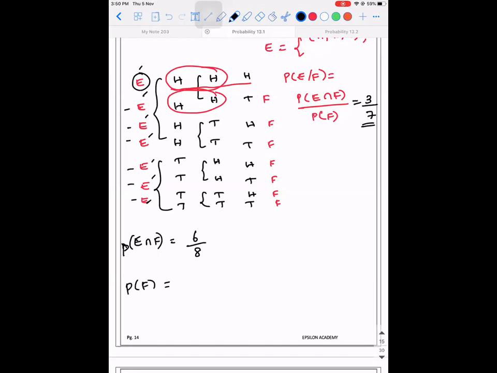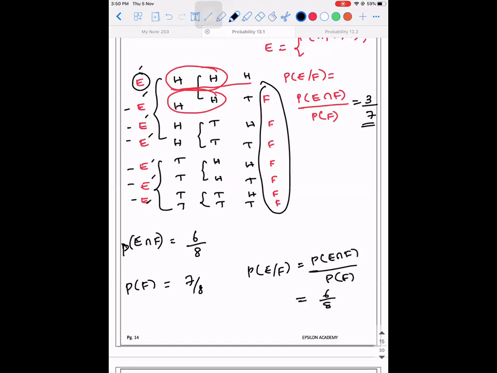What is the probability of F alone? F is there in 7 scenarios out of the 8. So what will be the value of probability of E given F? That will be probability of E intersection F divided by probability of F. That will be 6 by 8 divided by 7 by 8. Now is it clear? Yes, sir. Good.